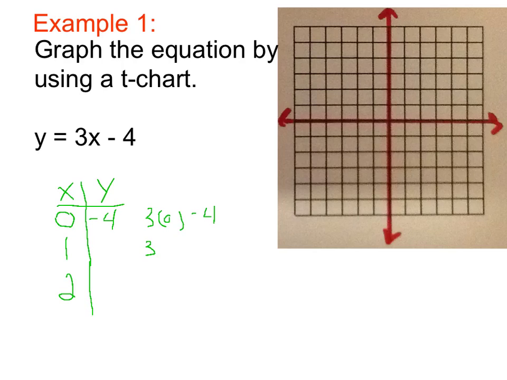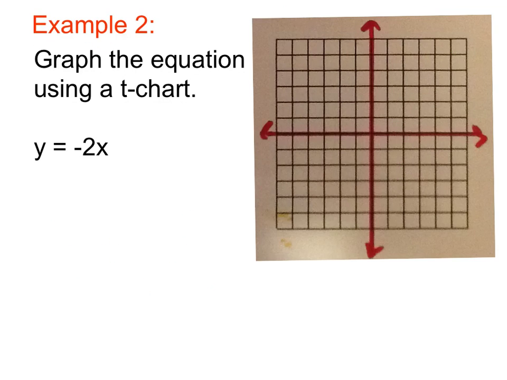If we plug a 1 in there, well, 3 times 1 is 3. 3 minus 4 is negative 1. So we'll graph the point 1, negative 1. If we plug a 2 in there, we get 3 times 2 is 6. And then minus 4 is 2. So we've got 3 points here. We can graph those points. So we'll put 0, negative 4, 1, negative 1, and 2, 2. Once we've got at least 3 points, we can go ahead and draw a line through those points, and the line is graphed.